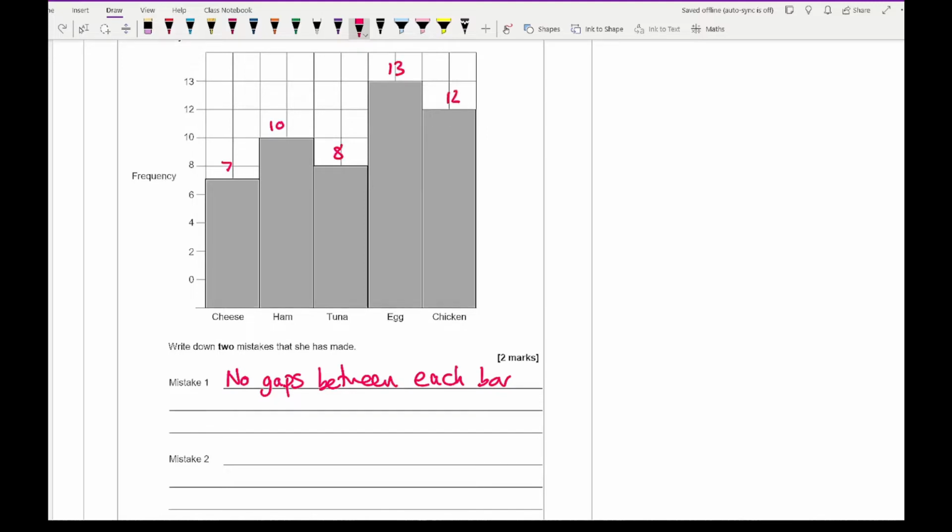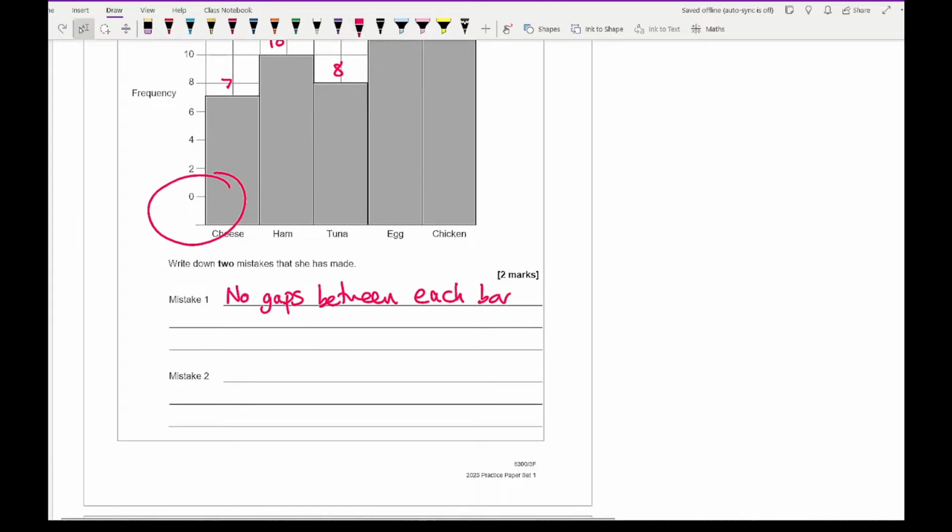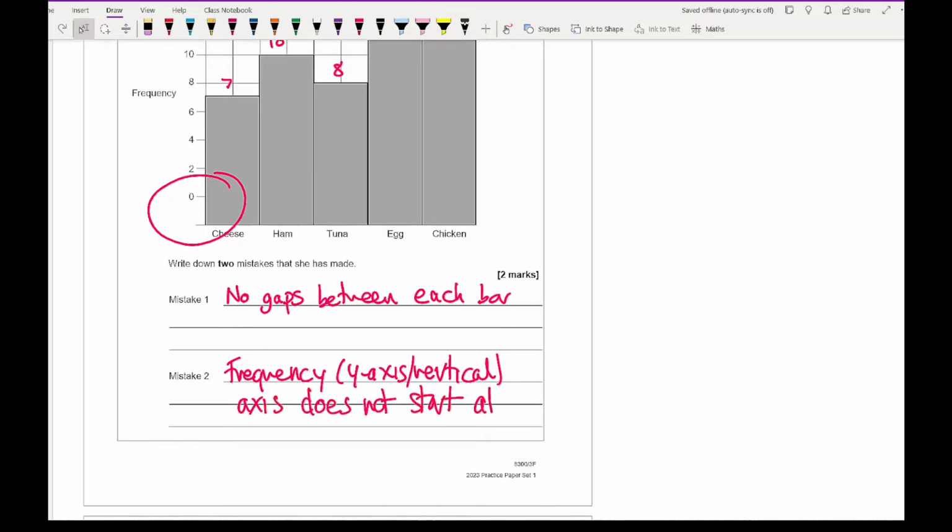But the glaring mistake that may have been missed is that the vertical axis or frequency axis doesn't start at 0. So the frequency or the y-axis, you could say, or vertical axis, does not start at 0.